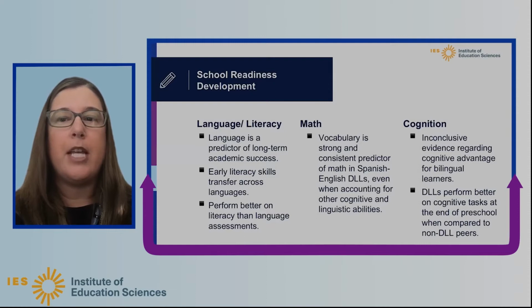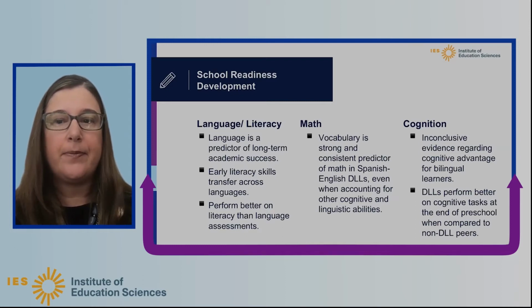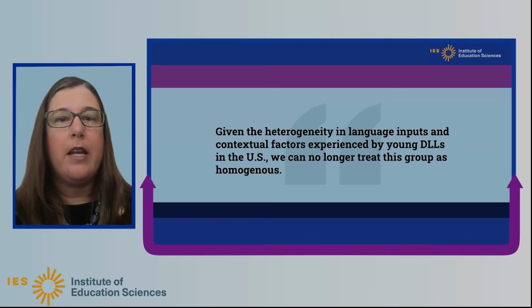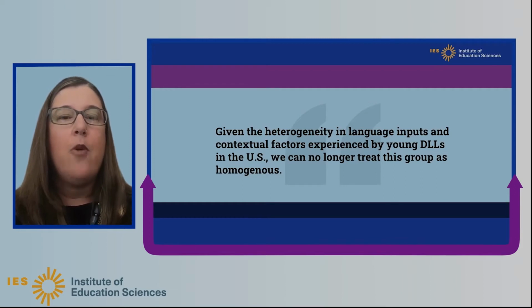Yet, the limited research that has been done with Spanish-speaking DLLs provides us with some guidance on the development of school readiness skills in general for this population. We know that language is a predictor of long-term academic success and is correlated to literacy, math, executive functioning, and social-emotional skills. For dual language learners, we know that early language and literacy skills transfer across languages, such that DLL children's metalinguistic and metacognitive skills are also important factors we must consider. Most importantly, given the heterogeneity in language inputs and contextual factors experienced by young DLLs in the US, we can no longer treat this group as a homogeneous group.